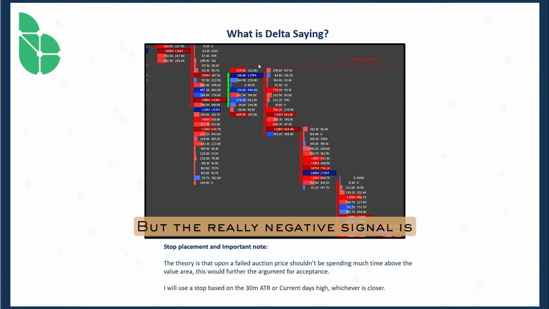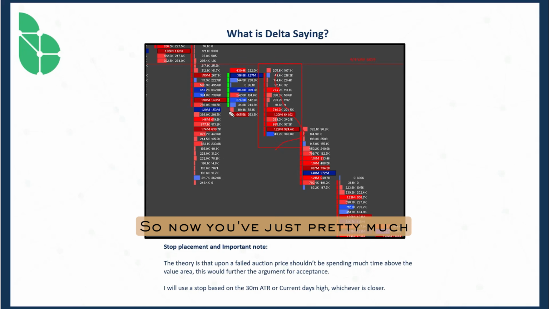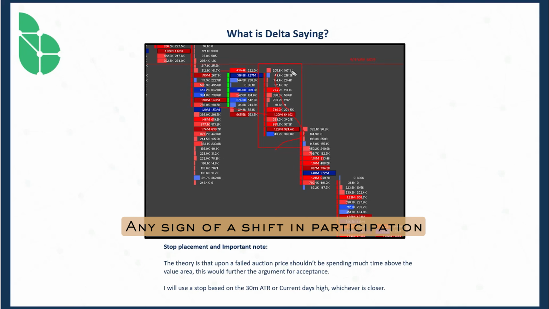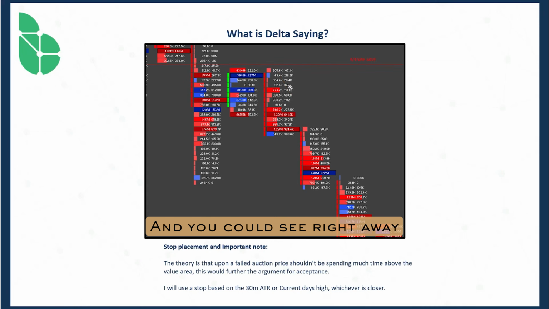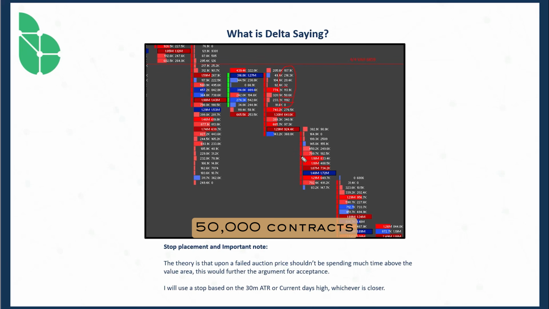But the really negative signal is that you have a following bar that immediately engulfs the previous bar, and all of this volume gets aggressive towards the low. Okay, so now you've just pretty much wiped out the previous bar. Any sign of a shift in participation has completely been nullified, and you're looking at very aggressive movement towards the low. And you could see right away at the high of this candle, there's no buying, right? Look at this, 32 contracts, 0 contracts, 1,000 contracts, 50,000 contracts. And what you're looking at is very aggressive selling.